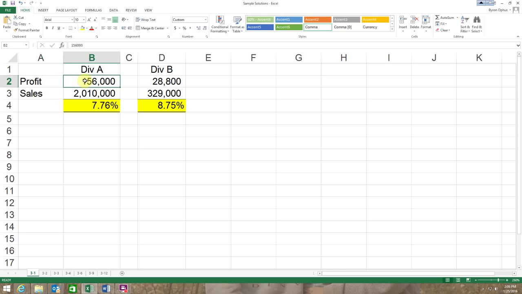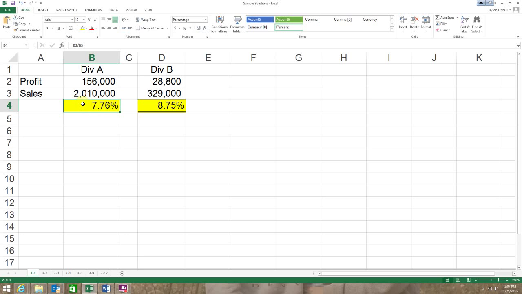But Division A had a profit of $156,000 and sales of, and if you put them the other way, that would be fine. In fact, normally you'd probably have sales, because sales is kind of the top number on your income statement and profit's the bottom number on your income statement. So I might argue that I did mine backwards here, or upside down, and could have done them the other way.